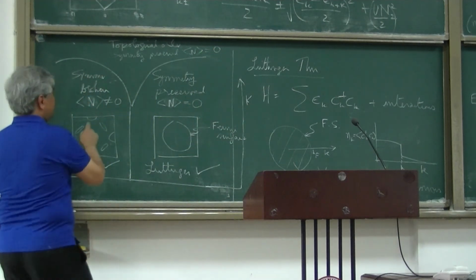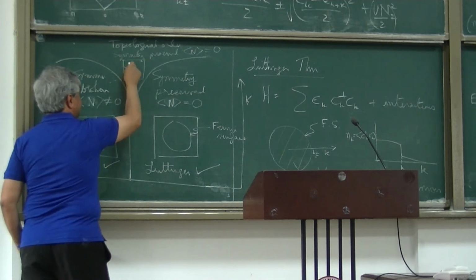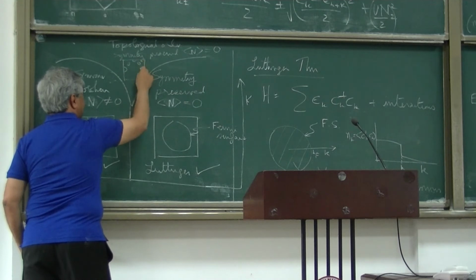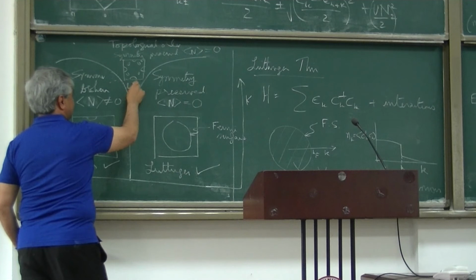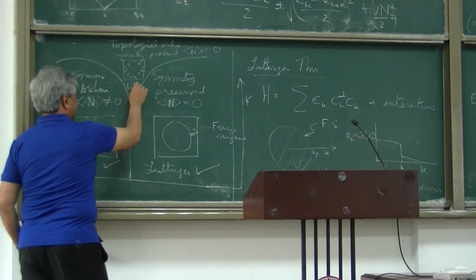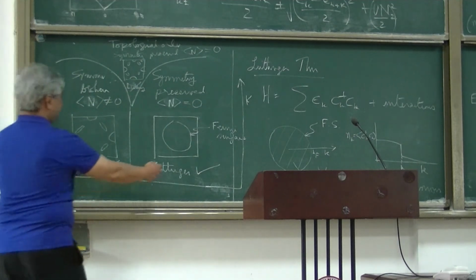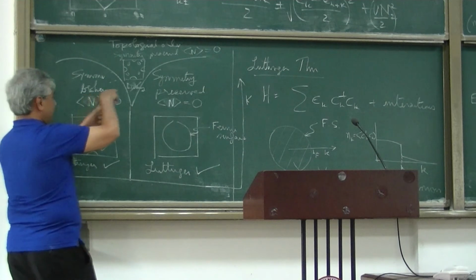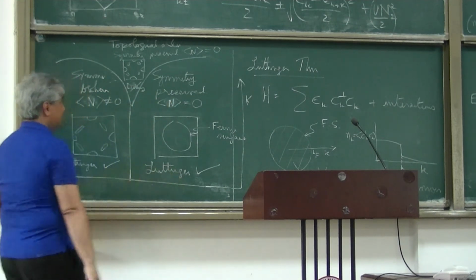But the Fermi surface will be small. So the Fermi surface will look like this. And so the Luttinger theorem is not obeyed. Okay, so it's like a mixture of these two. So the symmetry is not broken, but the Fermi surface is like this.